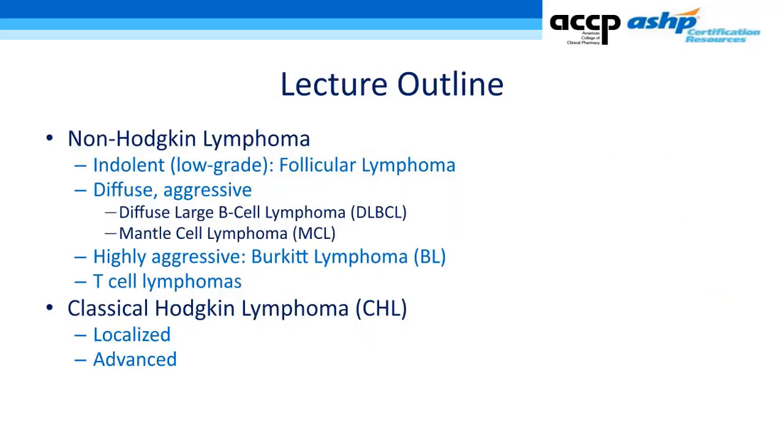So we have a lot of material to cover when we talk about the lymphomas. It's a very broad topic, so this slide here is kind of like a roadmap of what we'll be discussing. First, we'll start off with non-Hodgkin's lymphoma, and we'll review indolent non-Hodgkin's lymphoma with follicular lymphoma as our main topic. We'll discuss diffuse and aggressive non-Hodgkin's lymphoma, discussing diffuse large B-cell lymphoma and mantle cell lymphoma. We'll also cover Burkitt's lymphoma as our example of a highly aggressive lymphoma, and we'll then cover the T-cell lymphomas. We'll also do a little bit of Hodgkin's lymphoma, both localized and advanced disease.